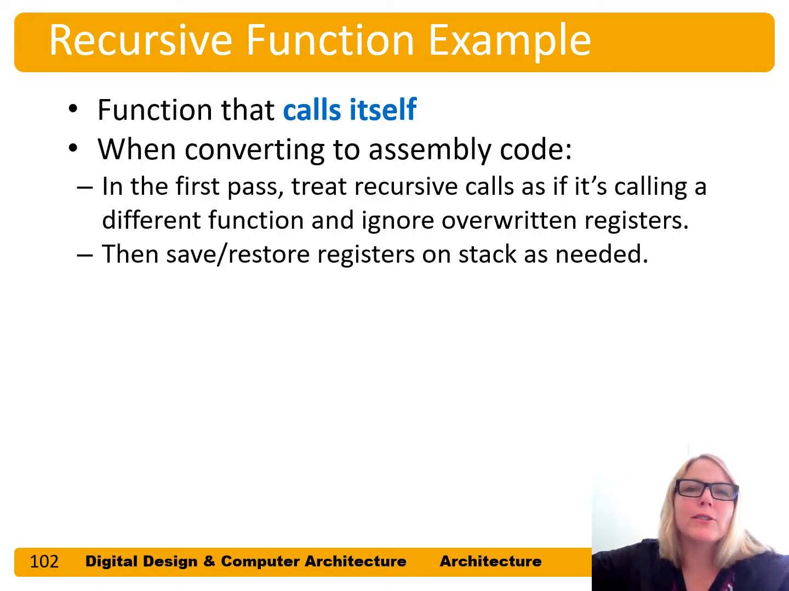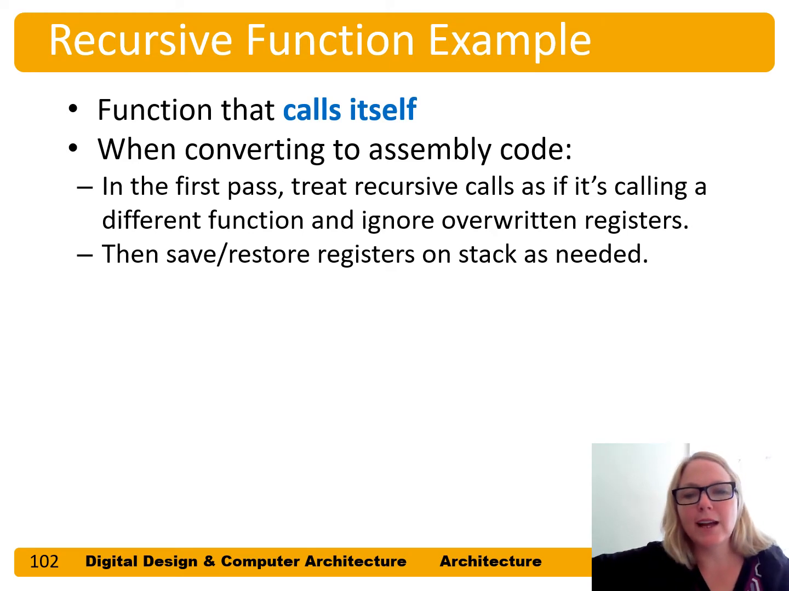Recursive functions are a special kind of function that calls itself. So when we talk about recursive functions, and especially when we're converting them to assembly code, we want to think of them in the first pass as if they aren't recursive, as if it's just calling another function. And then, as a second pass, we're going to think about which registers we need to save and restore on the stack to make this work.